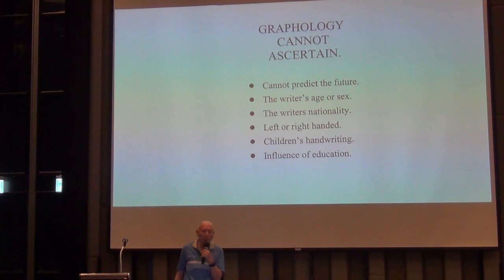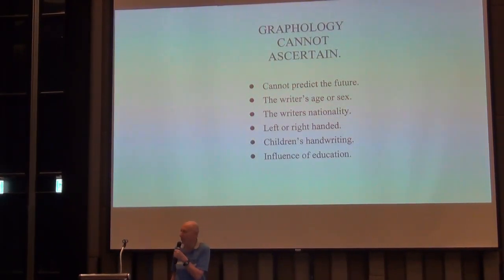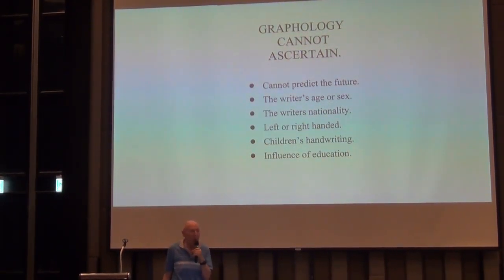Okay, these are the things graphology cannot ascertain. I cannot predict the future. If you want to know about your future, go and see a clairvoyant. I cannot tell the writer's age or sex, but I can tell how sexually active you are or not. The writer's nationality has something to do with how you were taught to write. Left or right-handed doesn't concern me much. Children's handwriting I try and avoid because they're still in the impressionable stage, and the influence of education, how you're taught to write, may still be with you.